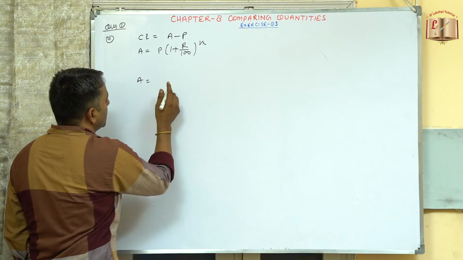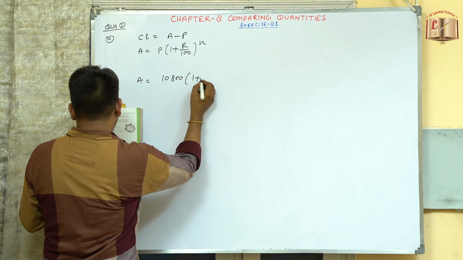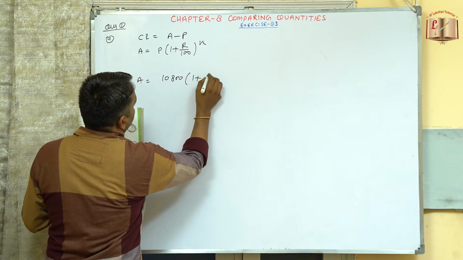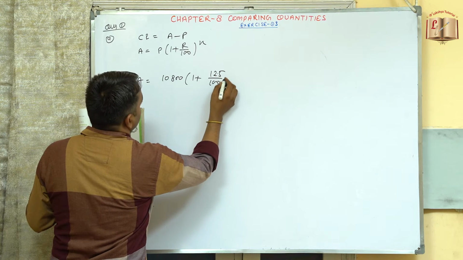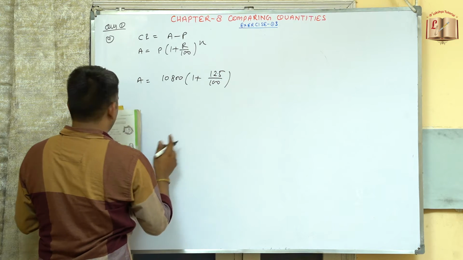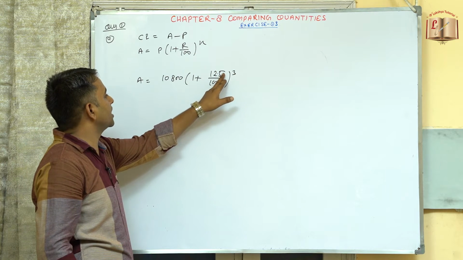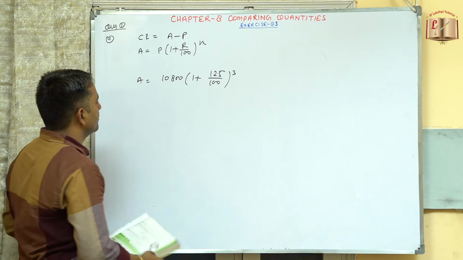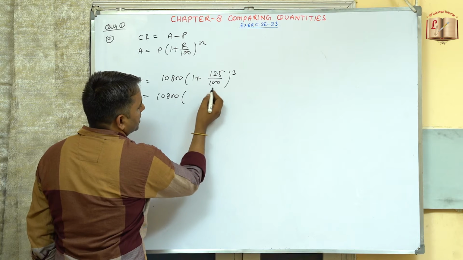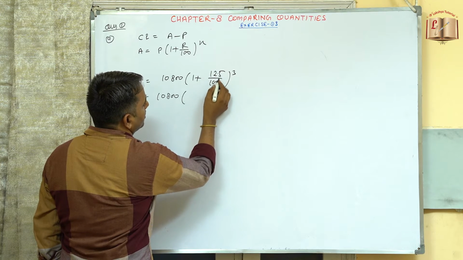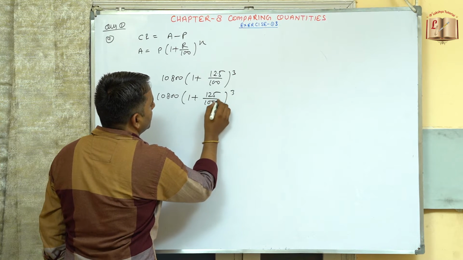So A equals, here P is already given for the first case, this is 10,800, times 1 plus the rate of interest, which is given to us, 12.5 divided by 100, and n is the number of years. So the number of years is 3. n is the number of years, R is the rate of interest, and P is the principal. So A will be equal to 10,800. We can simplify this. So it will be 1 plus 125 divided by 1000 to the power 3.